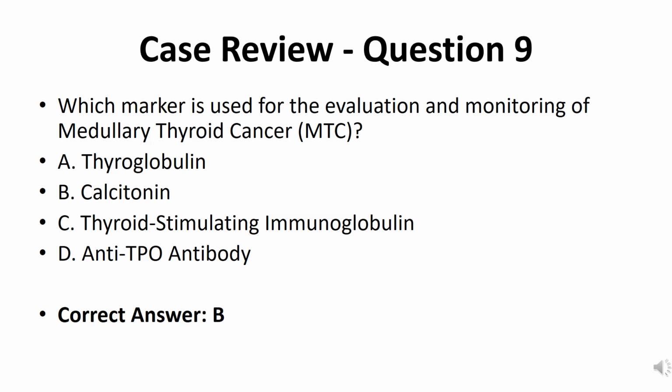This question highlights an important endocrine principle. Tumor biomarkers often reflect the normal function of the cell type from which the cancer originates. Since medullary thyroid carcinoma develops from calcitonin-producing C cells, calcitonin becomes the ideal marker for diagnosis and monitoring. So, the correct marker used for evaluation and monitoring of medullary thyroid cancer is calcitonin, making answer B correct.